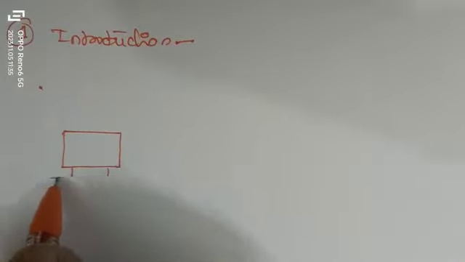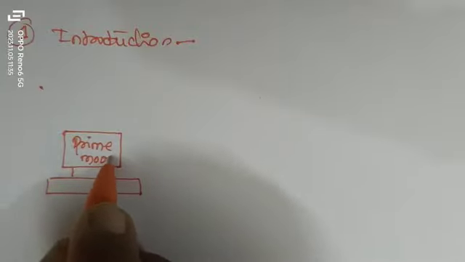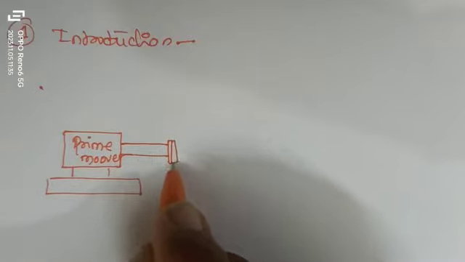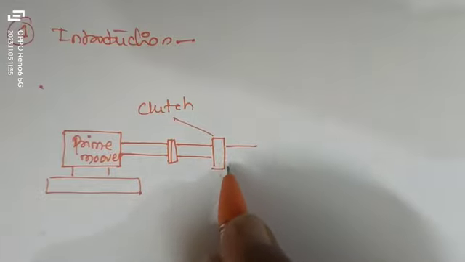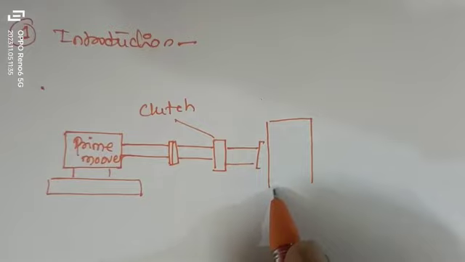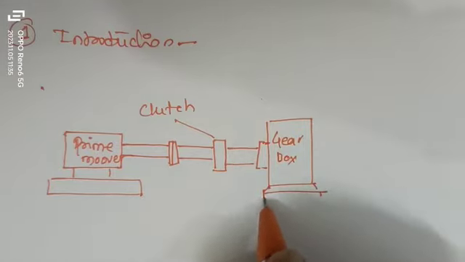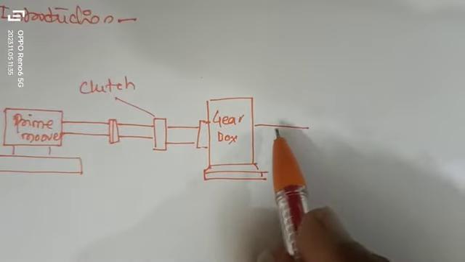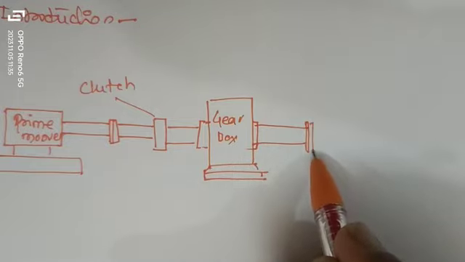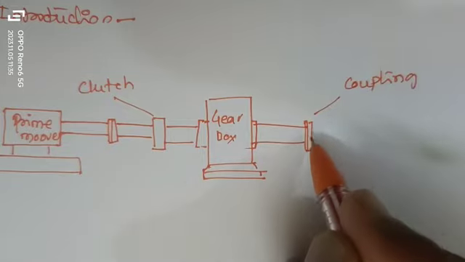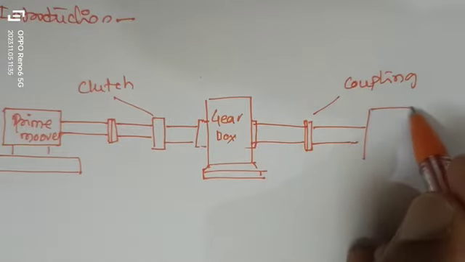We'll take a figure of it first. This is the prime mover, connected with this clutch, and this would be connected with your gearbox, and this gearbox is again connected with a coupling, and this will be connected with the machine, or you can say machine tool.